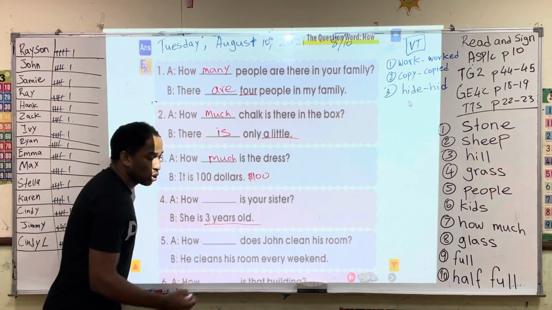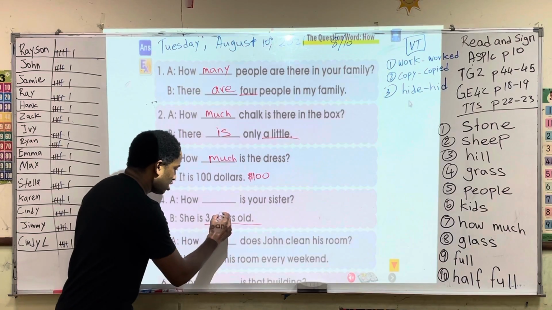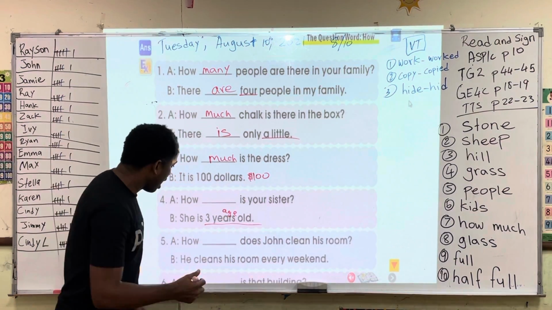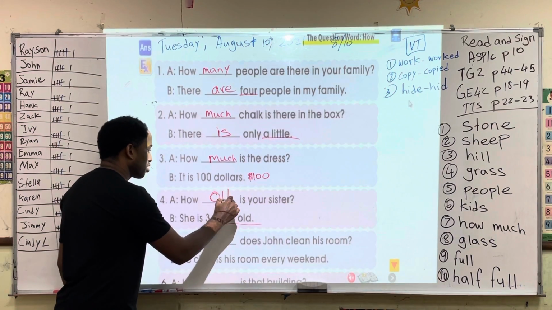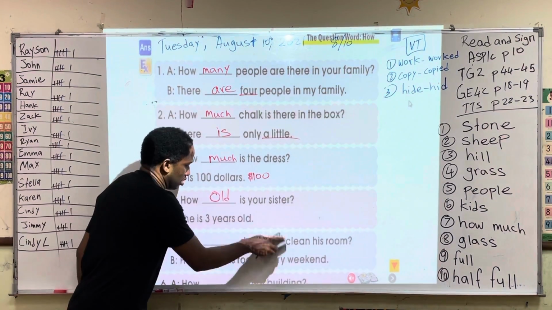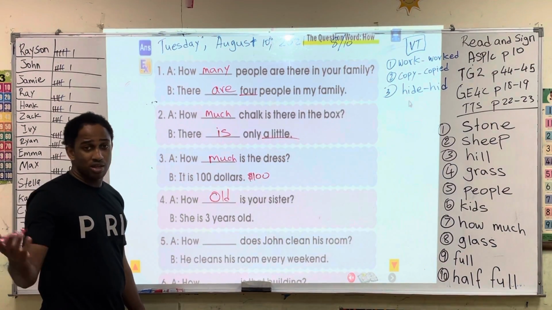Number 4. Age. 3 years old. You want to know her age. So this is the age. So we say how old. Very good. So how old is your sister? She is 3 years old. How old is your brother? He is 25 years old.